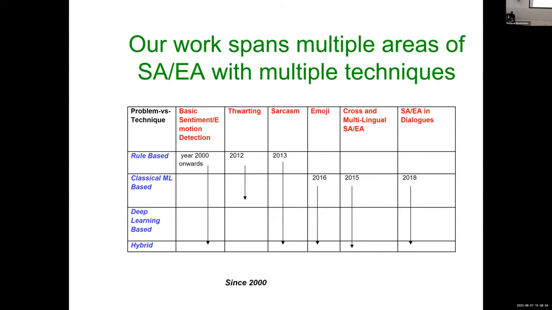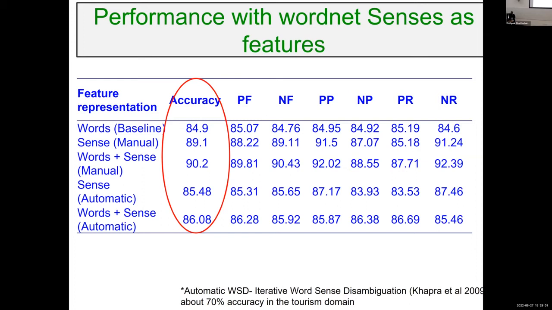Since 2000, we have been working on many different sub-problems of sentiment analysis: the rule-based era, classical machine learning-based approaches, deep learning approaches now, and then combinations of these approaches. So we've looked at many different problems of sentiment analysis with three generations of computational techniques. Now, what we found is that when we operate in the meaning space, then the sentiment analysis, which is based on words, where the words provide the signals for sentiment analysis, for that data the accuracy was about 85%, which moved up to about 86% when we applied the senses of the words. And we do the modeling using Wordnet senses. So the accuracy improvement is not very impressive.